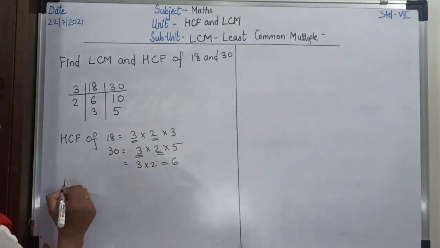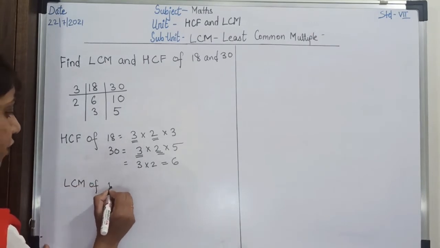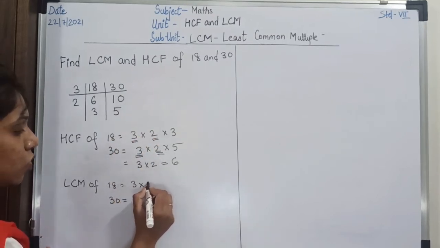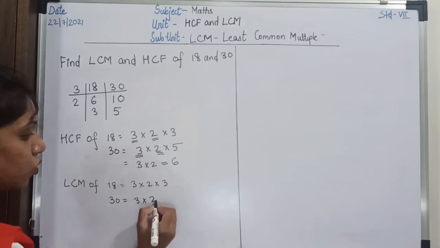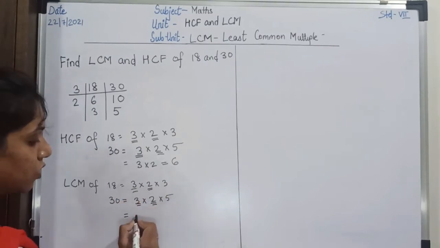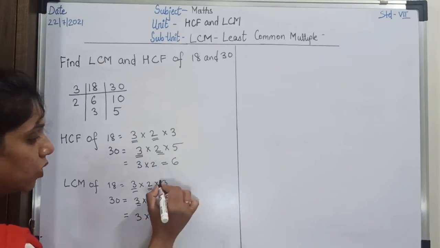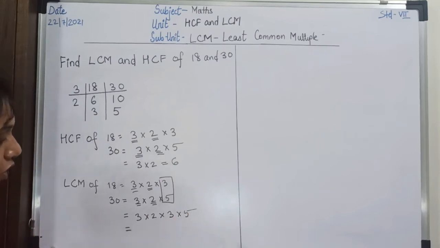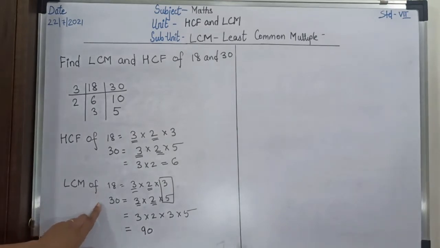Okay, now LCM of 18 and 30. Now LCM will also be the same, 3 into 2 into 3 and 3 into 2 into 5. But over here we know that 3 and 2 are common, so 3 into 2, and we even take the numbers which are not common, 3 into 5, correct? So the LCM of 18 and 30 will be 3 into 2 is 6, 6 3s are 18, 18 5s are 90. So LCM of 18 and 30 is 90 and HCF of 18 and 30 is 6.